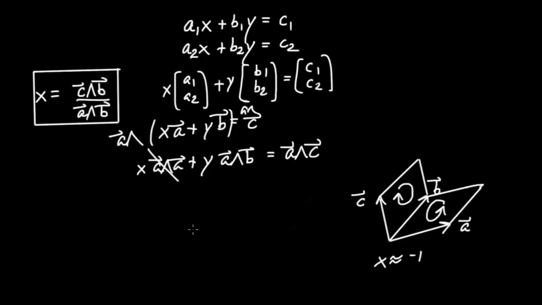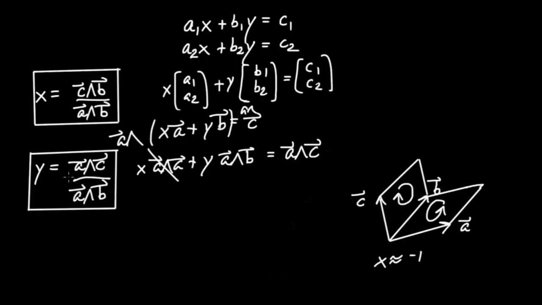a wedge a goes to 0, leaving only this term. I have a wedge b. I'm going to divide both sides by a wedge b. So that implies that y is equal to a wedge c over the same denominator, a wedge b. And there's your formula for y.